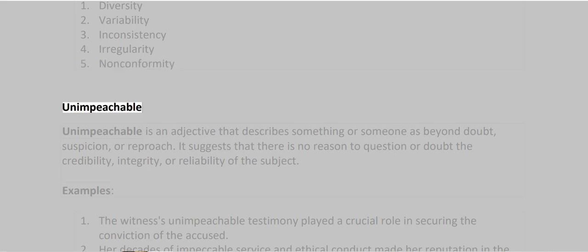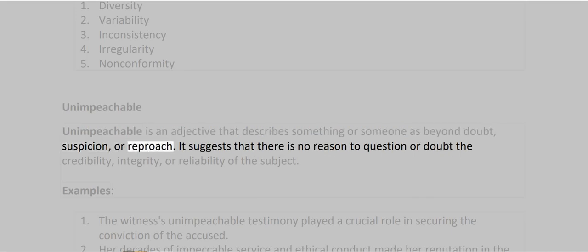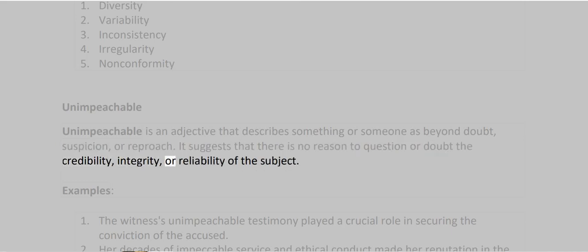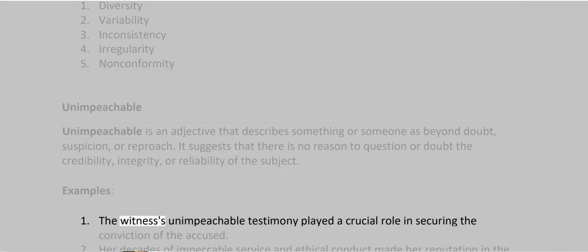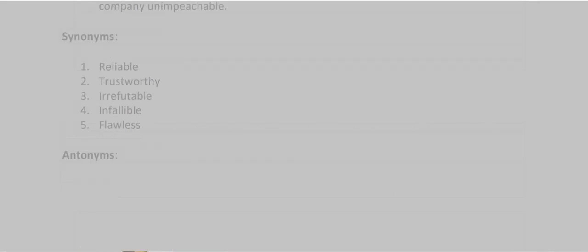Unimpeachable. Unimpeachable is an adjective that describes something or someone as beyond doubt, suspicion, or reproach. It suggests that there is no reason to question or doubt the credibility, integrity, or reliability of the subject. Examples. 1. The witness's unimpeachable testimony played a crucial role in securing the conviction of the accused. 2. Her decades of impeccable service and ethical conduct made her reputation in the company unimpeachable.